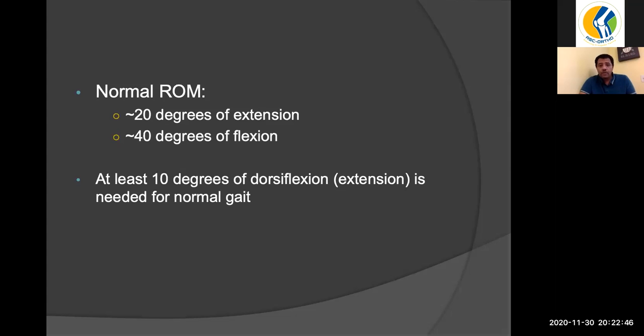So what is the normal range of movement of the ankle joint? You need, of course, dorsiflexion and plantar flexion, and you need some kind of medial and lateral valgus and varus, and we will explain this.